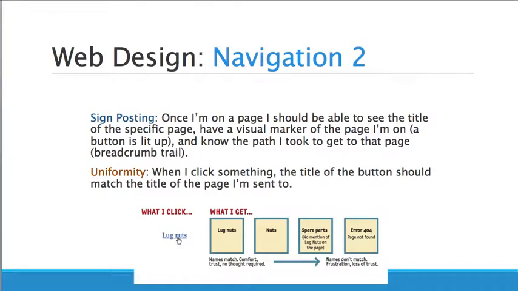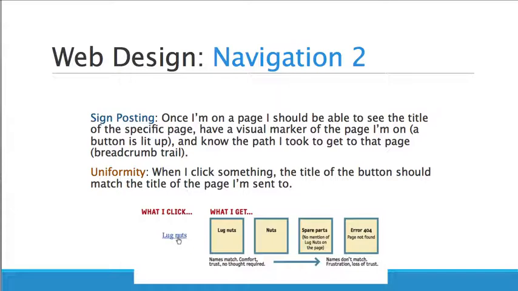Some more signposting. Once I'm on a page, I should be able to see the title of the specific page, which I mentioned before. There should be a visual marker of the page I'm on, so a button is lit up. There's something going on that lets me know this is the page I'm on. And I need to know the path I took to get to that page. So there needs to be a breadcrumbs trail so I can trace back where I came from and know how I got there.